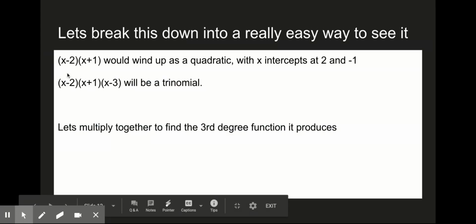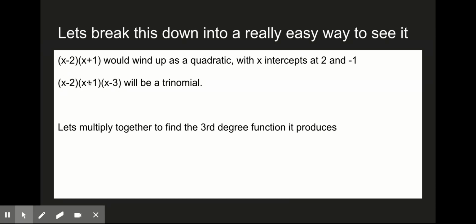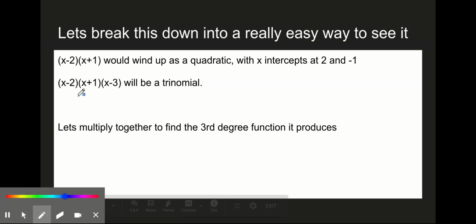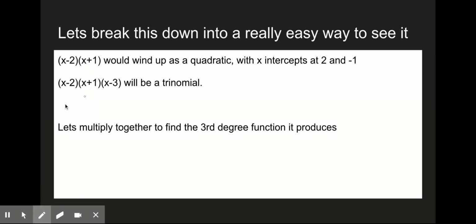Okay. So let's turn this into a trinomial. Like this right here, when I multiply it together, if I start by multiplying the first two, it's going to be x squared minus 1x minus 2. And then I need to multiply that by x minus 3. We've practiced doing this stuff before. I'll do table method to make it easier.